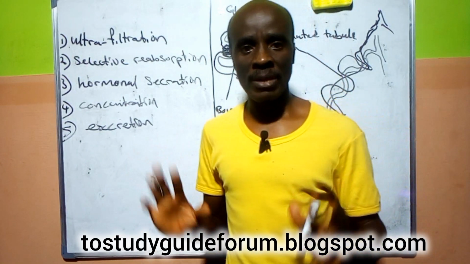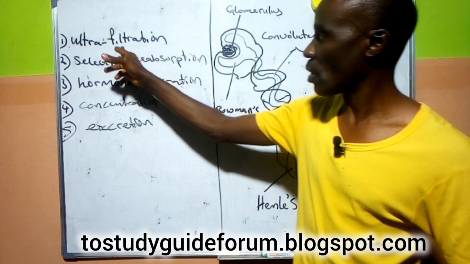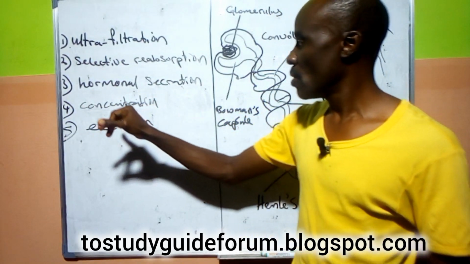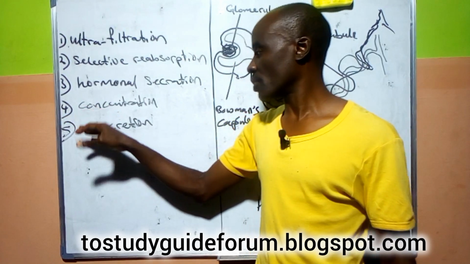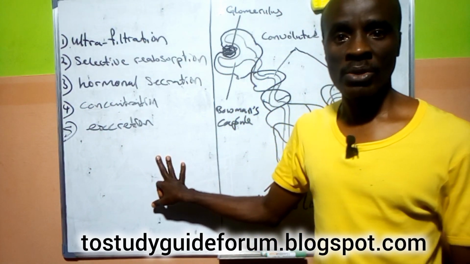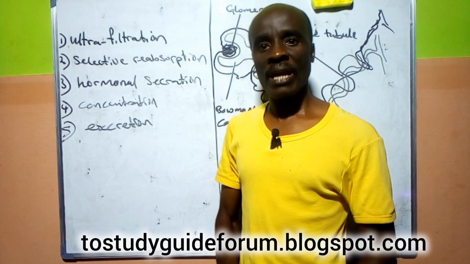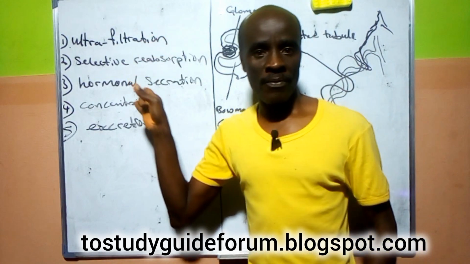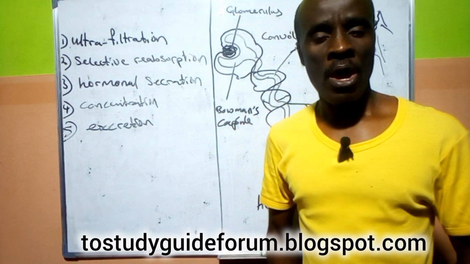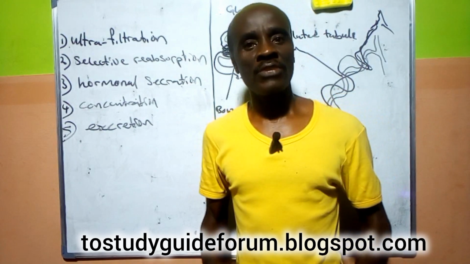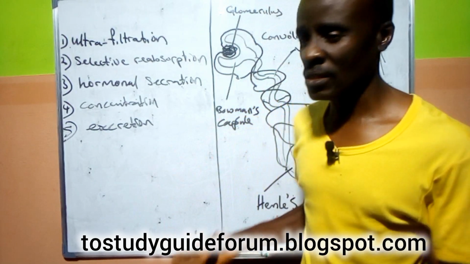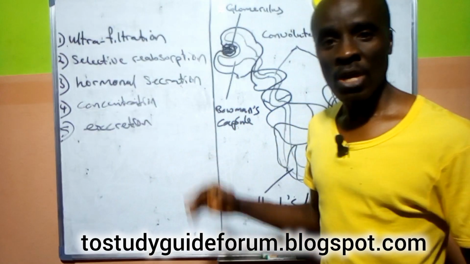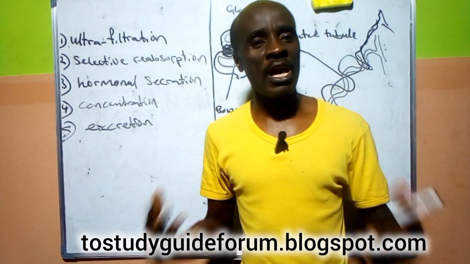We have 5 basic processes, which I have here with me. We have ultrafiltration, selective reabsorption, hormonal secretion, concentration, and excretion, which happens to be the final. Now, why is this very important? The knowledge of these 5 basic processes is very important to help you understand the function of the kidney, how the kidney does its work of excretion.